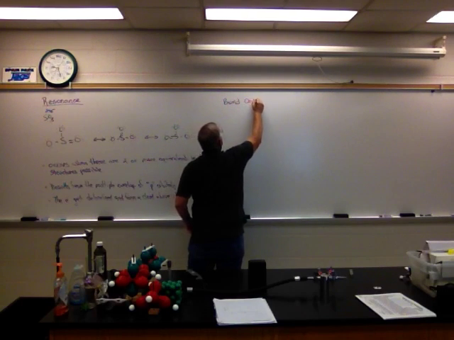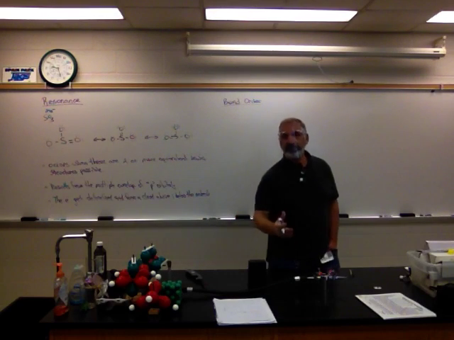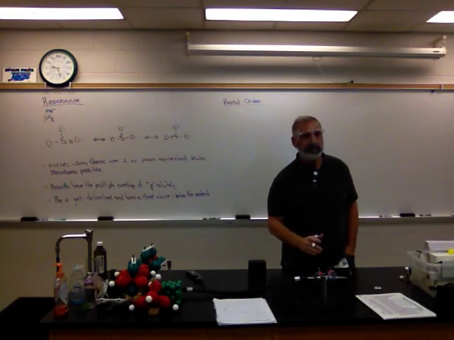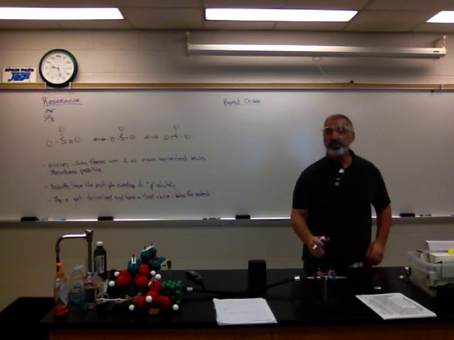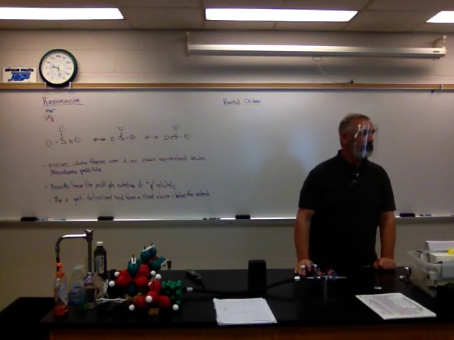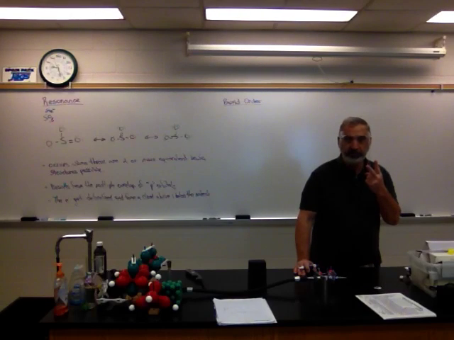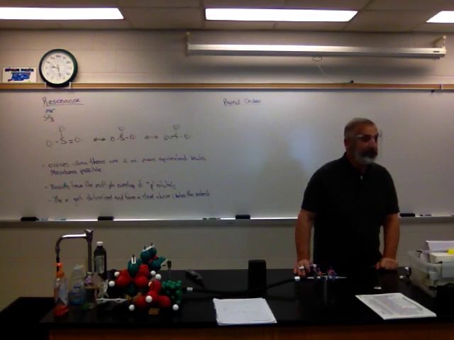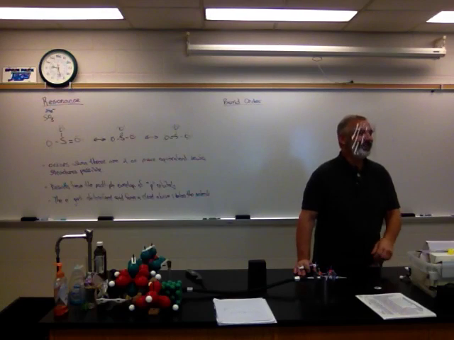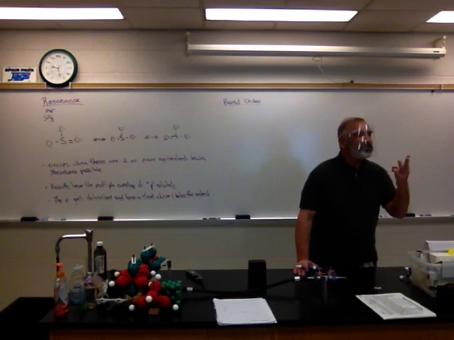So we have this thing called bond order. Bond order is just bond strength, okay? Stay with me on this because it's a little complicated. So the bond order for a single bond is 1. The bond order for a double bond is 2. The bond order for a triple bond is 3. Okay? Do I need to go over that again? All right. So bond order just tells the bond strength.